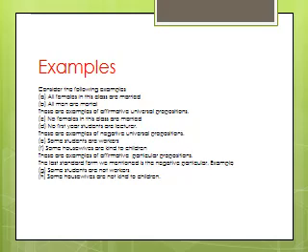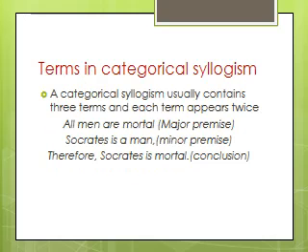First, only 3 terms should be involved. The middle term must be distributed at least once. Never distribute the predicate or subject of the conclusion if it is undistributed in the premises. Restrictive or exclusive expression in the premises could cause confusion. Use only negative premises. If either premises is negative, the conclusion must also be negative.